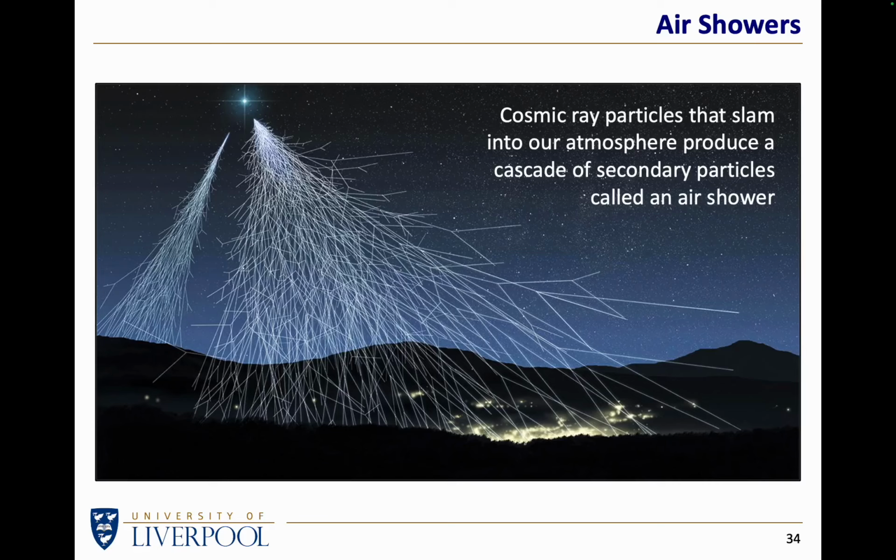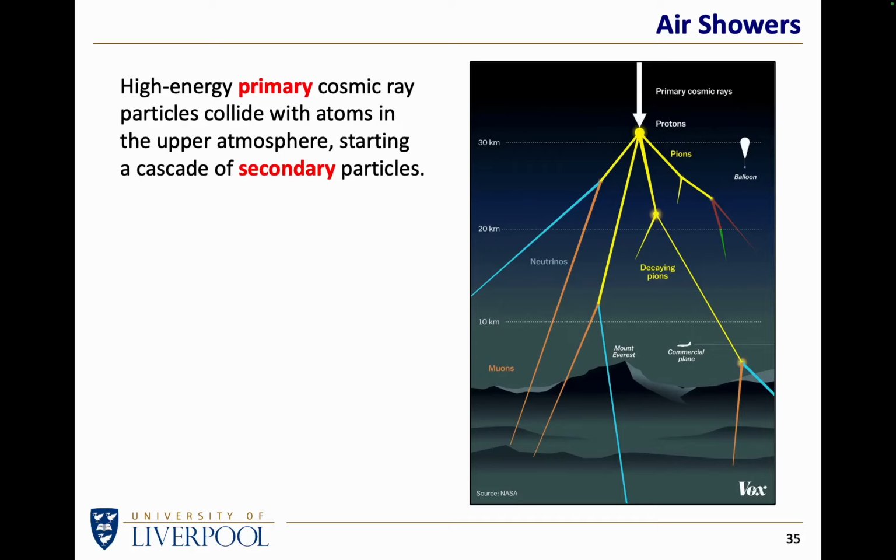A single particle coming in will hit one of the atoms in our atmosphere, which will produce a few more particles, which produce more particles, which produce more particles. There's a cascade, an avalanche effect, if you like, of particles being generated, and this is called an air shower. This is a very simplified diagram on the right, because as we've seen from the artist's impression previously, there could be lots of these secondary particles. But what happens is something is coming in and hitting our atmosphere. We call that a primary cosmic ray. And it collides with atoms in the upper atmosphere and produces a cascade of so-called secondary particles.